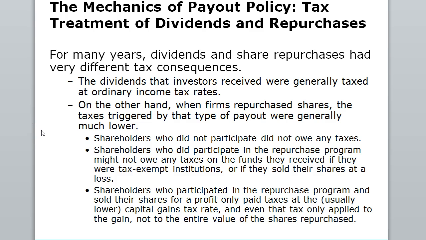Okay. Now let's talk about the mechanics of payout policy, tax treatment of dividends and repurchases. So depending on the tax law, the taxes for dividends and share repurchases are always going to differ. So with the dividends, what you receive were in the past generally taxed at your ordinary income rates. And then when firms repurchase stock, they didn't really trigger any tax consequence because they were rebuying the stock and maybe pushing the price up, but you wouldn't face any taxes unless you actually sold the stock.